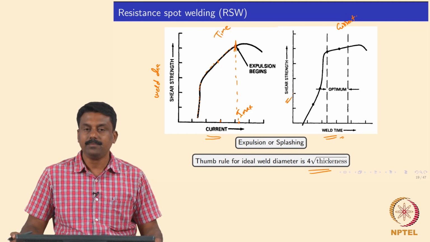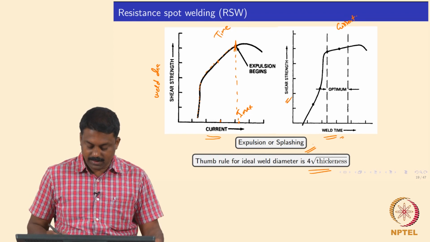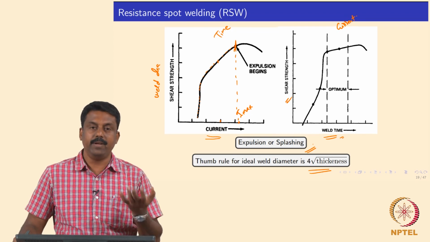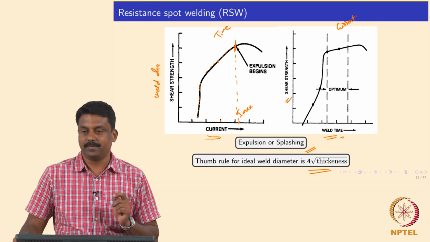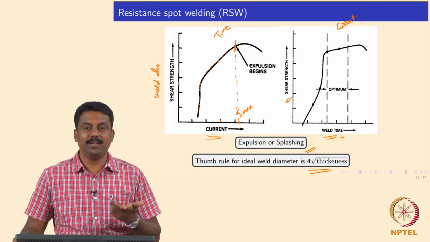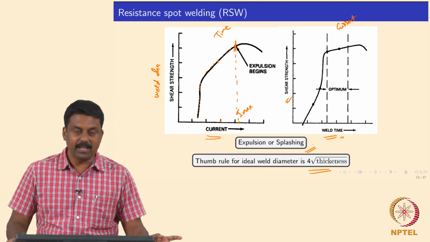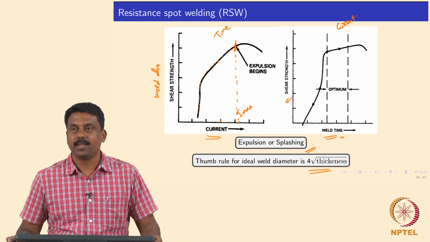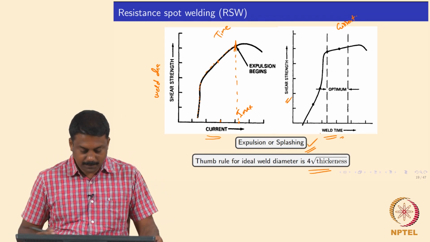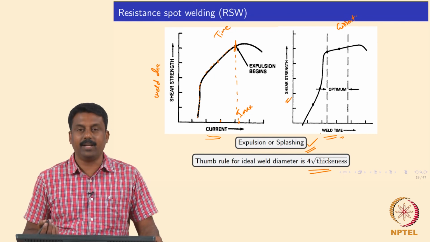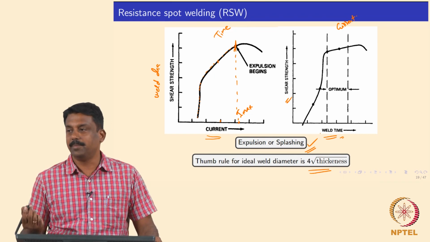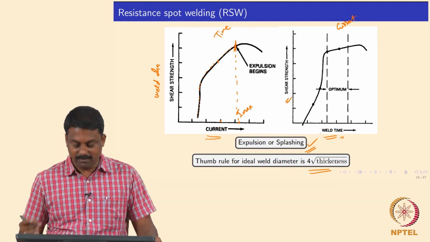It's clear? So you will have to identify the I max. The I max is the maximum current above which expulsion or splashing occurs. So expulsion and splashing, they mean the same. So the I max is the maximum current above which expulsion or splashing happens. Okay, it's clear? This graph is clear, right? Yes or no? Okay, we will move on.